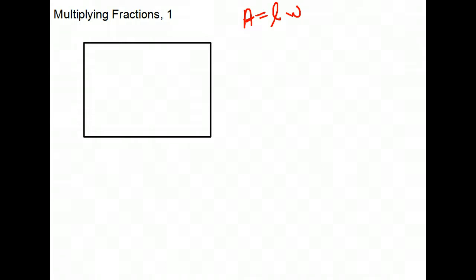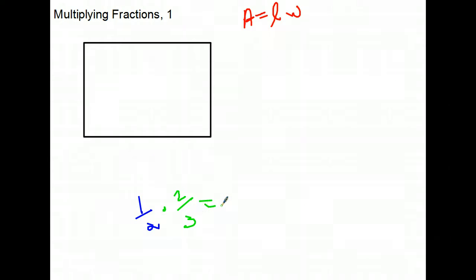So in this case, what I want to do is multiply 1/2. Let's do that in the color that it's going to be in. Let's say we're going to multiply, let's do blue and green, 1/2 times 2/3.